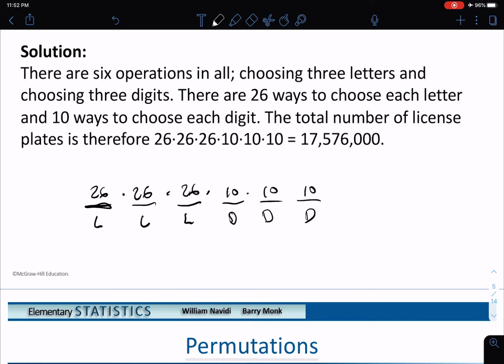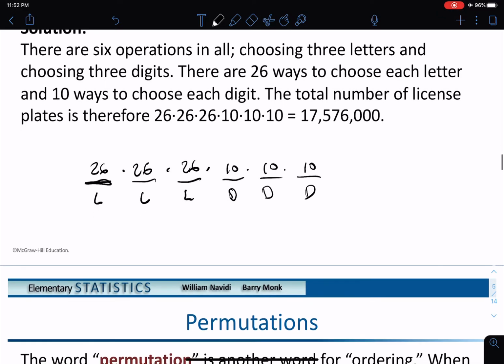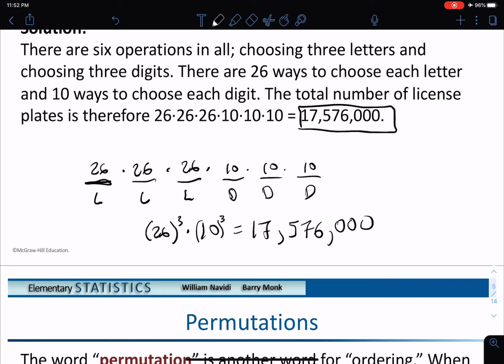And that gets multiplied because of this fundamental counting principle. And so ultimately, we're going to have 26 to the 3rd power times 10 to the 3rd power, right? And when we multiply that, we get 17,576,000 different license plates that can be generated, okay? And so that's quite a few.